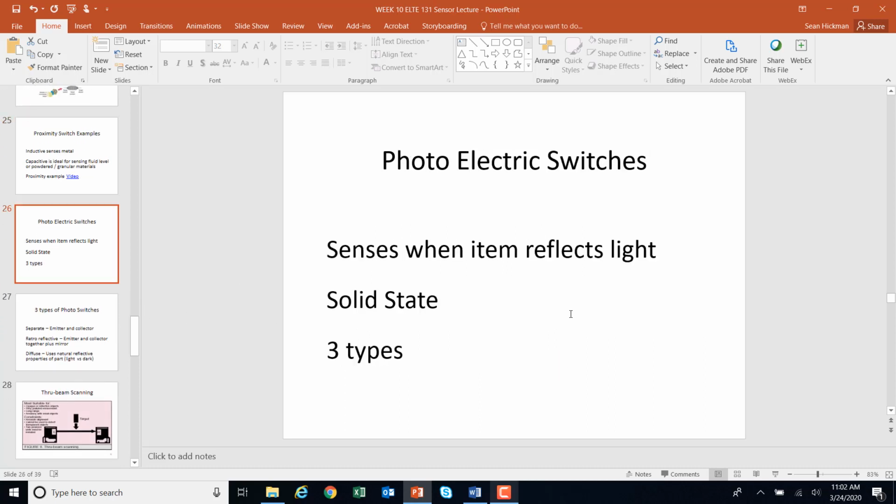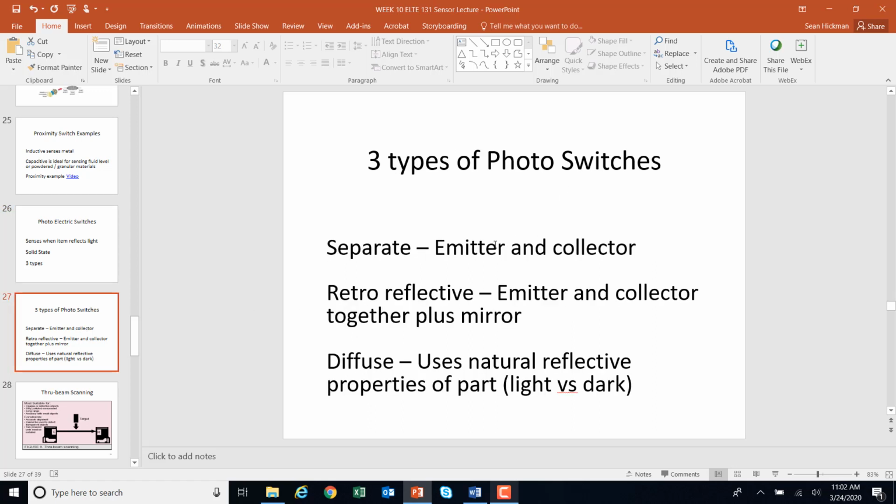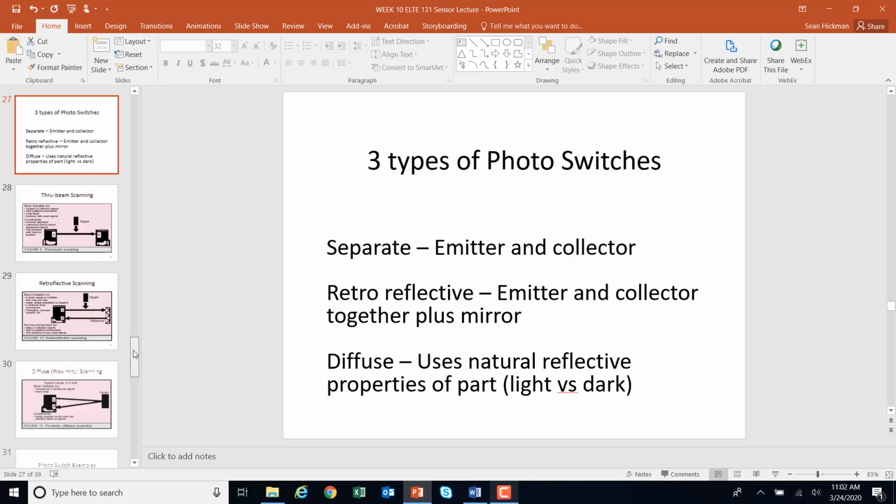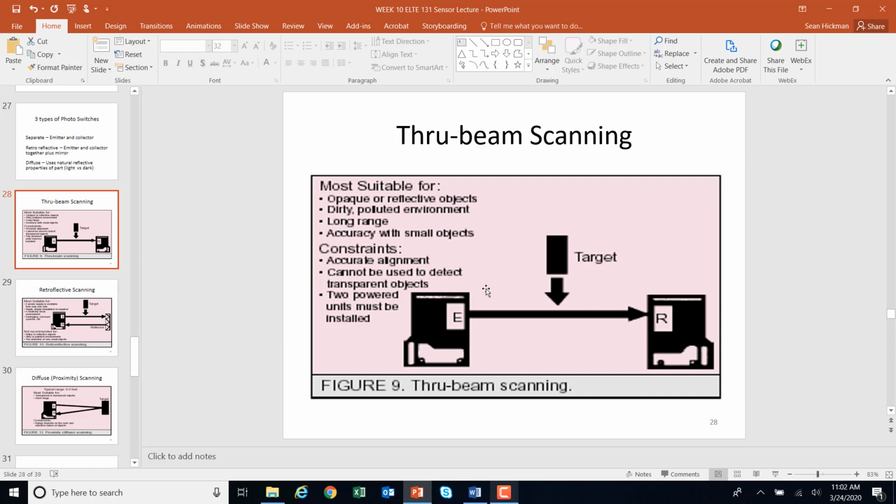Okay, photoelectric switches. Photoelectric switches sense when light is reflected. Okay, they're solid state. They're going to be off or on, and there's three main types. The three types of photo switches are separate, where you have an emitter and collector on each end, retroreflective, where you need a mirror, and diffuse, which uses the natural reflective properties of light. These are slides out of your notebook.